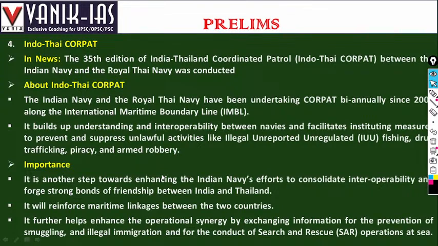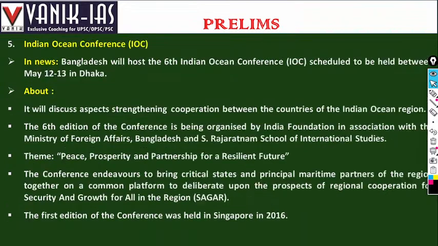It builds understanding and interoperability between the navies and facilitates institutional measures to prevent and suppress unlawful activities like illegal, unreported, unregulated fishing, drug trafficking, piracy and armed robbery. Importance: it is another step towards enhancing the Indian Navy's efforts to consolidate interoperability and forge a strong bond of friendship between India and Thailand. It will reinforce maritime linkages between the two countries. It further helps enhance operational synergy for exchanging information for the prevention of smuggling and illegal migration and for the conduct of search and rescue operations at sea.